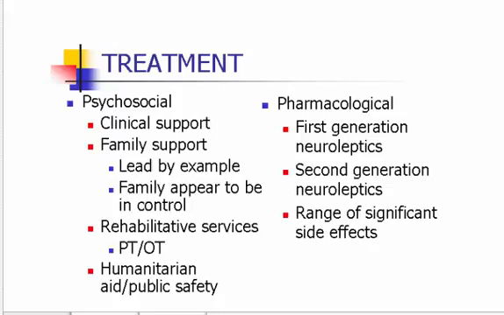Family support is needed with a patient with schizophrenia. It is important to let the family know that their loved one will benefit from them feeling and appearing in control of themselves. In other words, leading by example. Rehabilitative services definitely include PT and OT, and this is a good example of a rehab service.